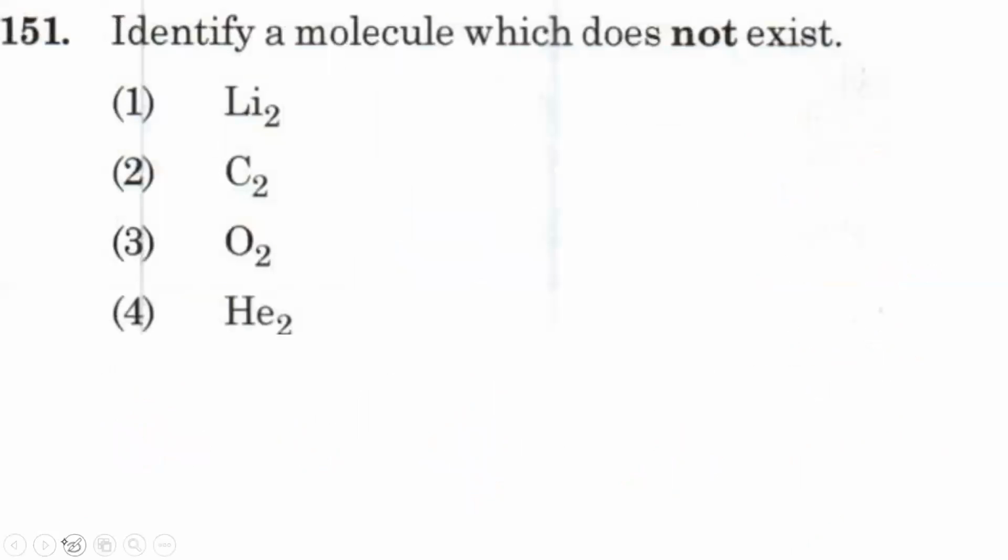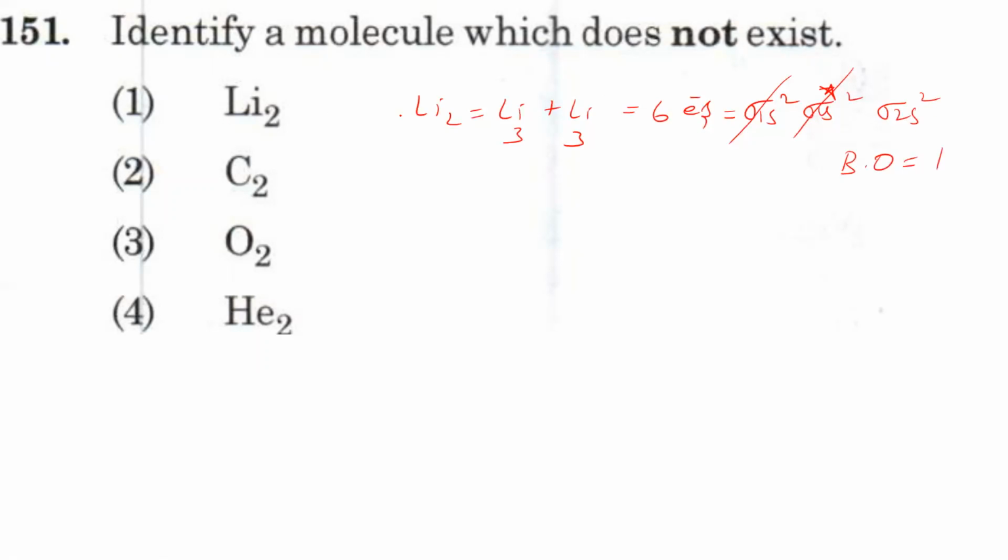Okay, we'll go to the next question. Identify a molecule which does not exist, based on molecular orbital theory. We have to see Li2, which we can write as lithium plus lithium. For 3 plus 3, totally 6 electrons, we can write sigma 1s2, sigma star 1s2, and sigma 2s2. The bonding orbital is cancelled by the anti-bonding orbital, so only 2 electrons are responsible for bonding. Therefore bond order is equal to 1, so the bond is present and it exists.